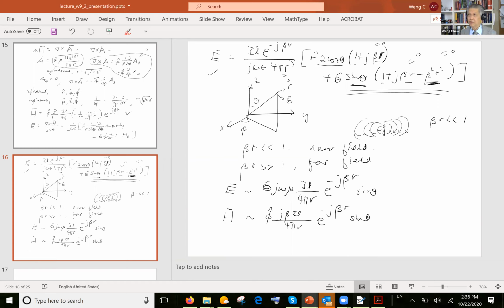Okay, any questions so far regarding the near field and the far field of the Hertzian dipole? Any questions so far?